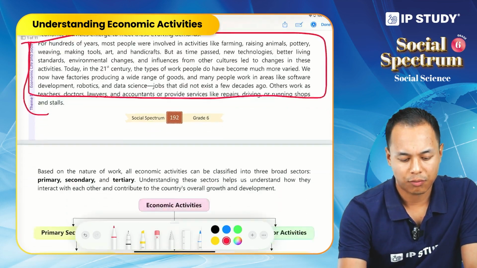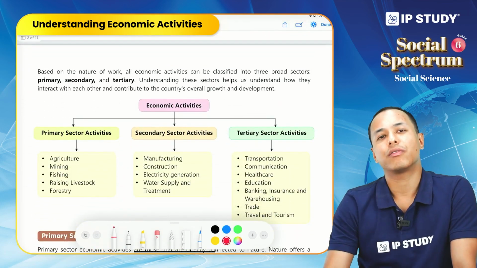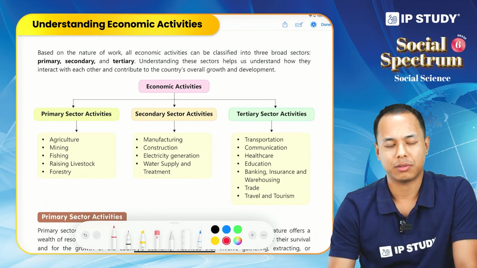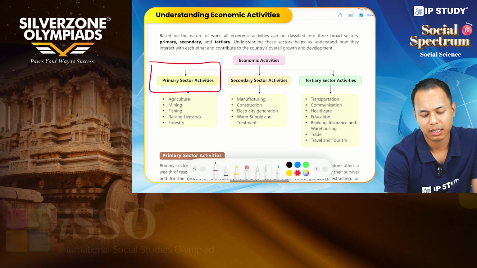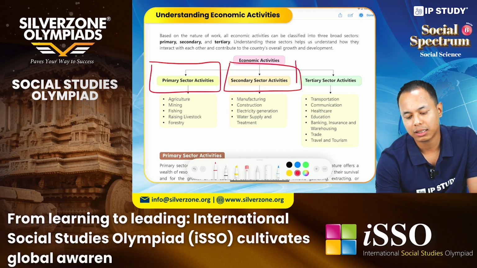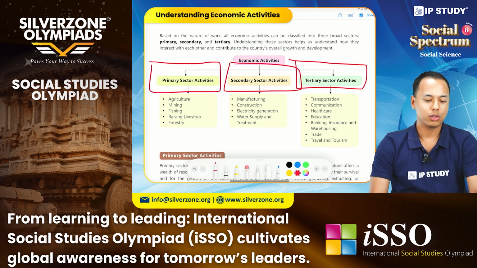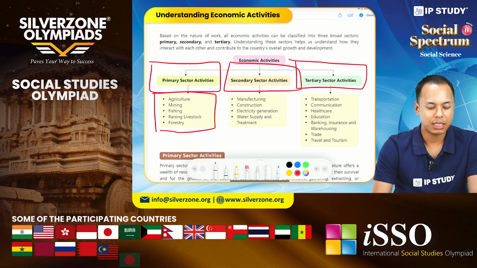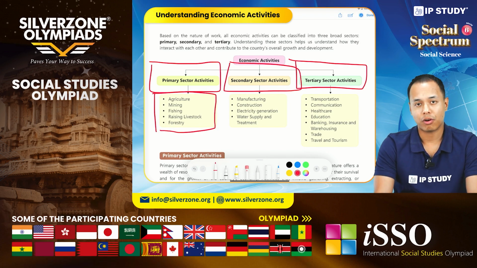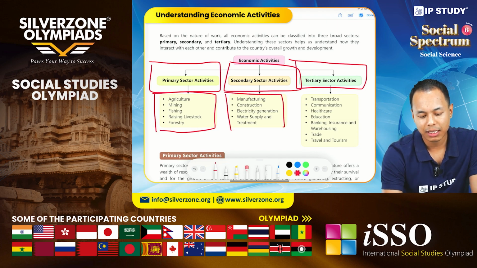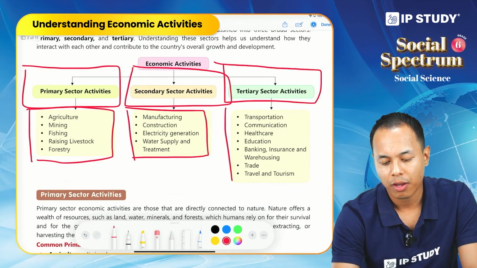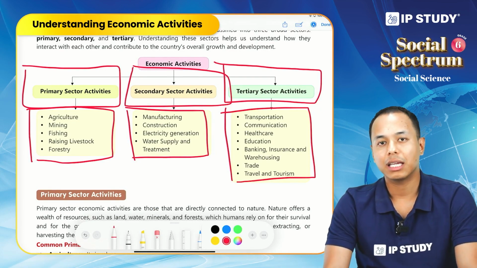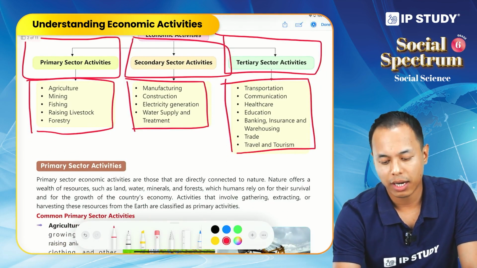Okay, so based on this nature of economic activity, we can classify economic activities into three types. First is primary sector activities, secondly secondary sector activities, and lastly tertiary sector activities. In primary sector activities, we can find agriculture, mining, fishing, raising livestock and forestry. In the secondary sector, we can see manufacturing and construction. In the tertiary sector, we can see activities like transportation, communication, healthcare, education, banking, insurance and warehousing, trade, travel and tourism.